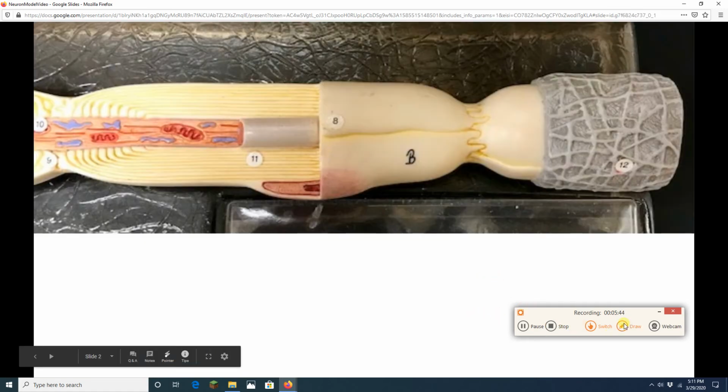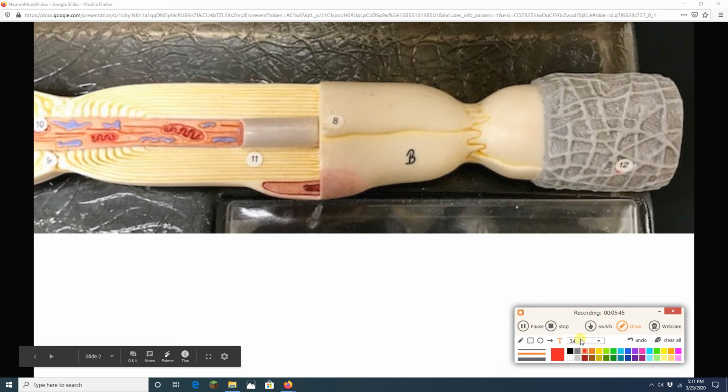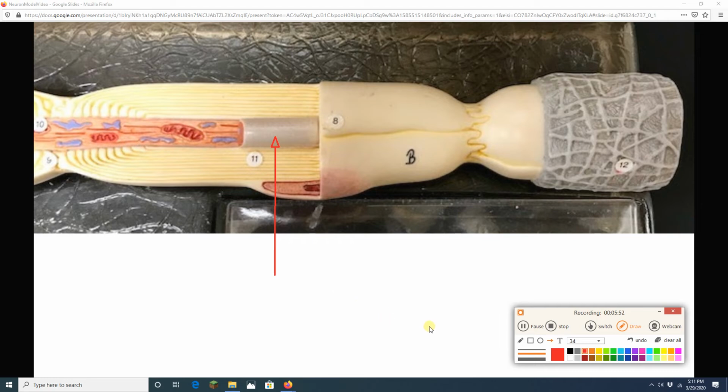Okay, what I want to start with here is the fact that we still see the axon. There it is. That is the axon right there. In fact, the main part of the axon that we can see is its plasma membrane. The plasma membrane is called the axolemma. Lemma means covering, so it's the covering of the axon.